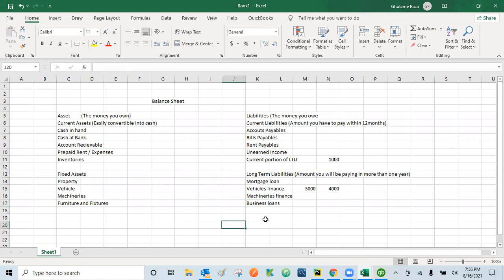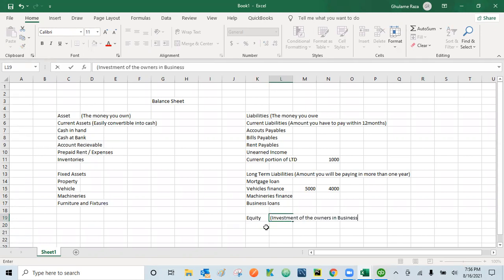So the next thing. Once you have the liabilities, the last thing you have is the equity. Equity is the owner's capital or partner's share in the business, or, if it's an LLC, then the shareholders' equity. Equity is the investment of the people in the business. Let me type the definition: it's the investment of the owners in the business.